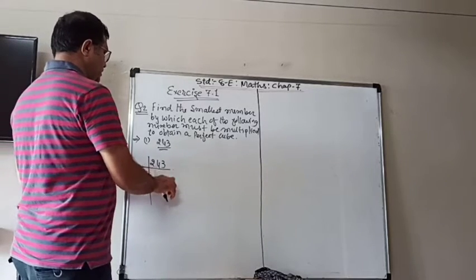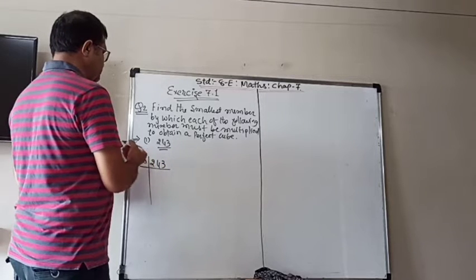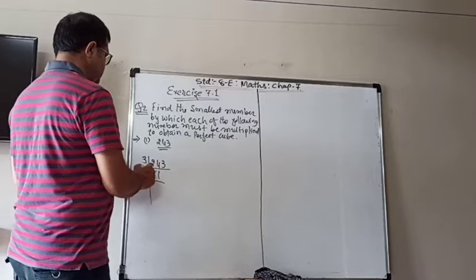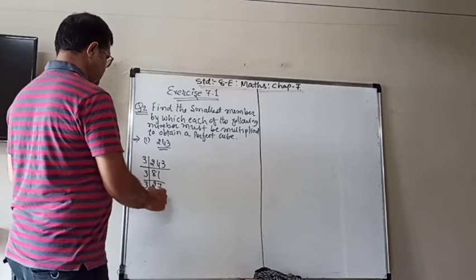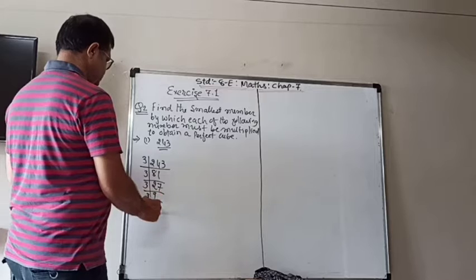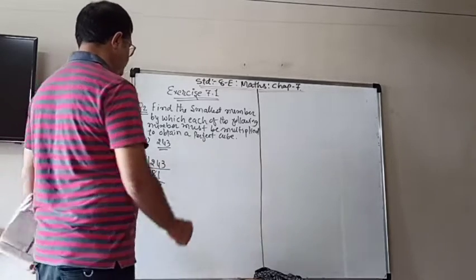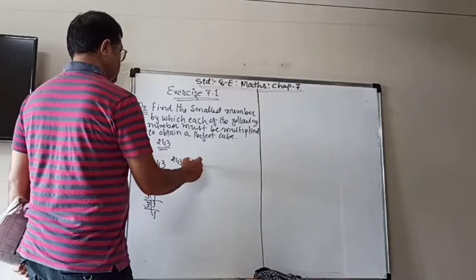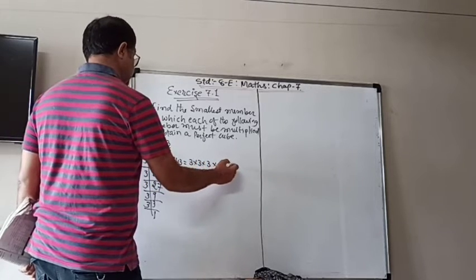It is an odd number, 2 plus 4, 6 plus 3, 9, so it is divisible by 3. 3 8s are 24, 3 1s are 3. 3 2s are 6, 3 7s are 21, 3 9s are 27, 3 3s are 9 and 3 1s are 3. So here 243 is equal to 3 multiplied by 3 multiplied by 3 multiplied by 3 multiplied by 3.